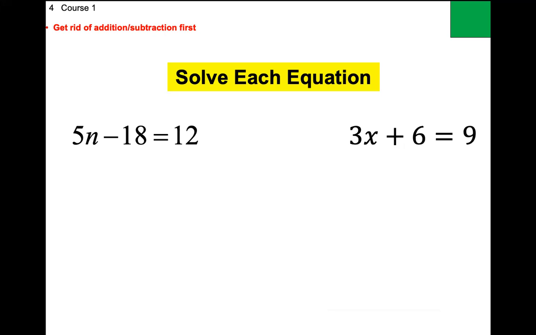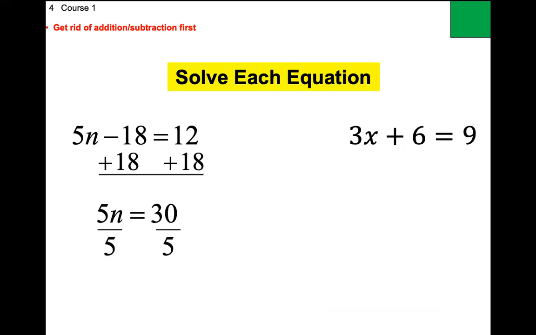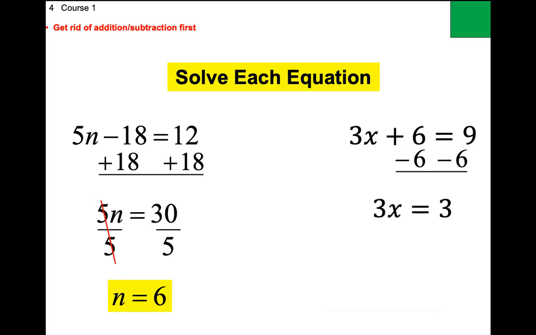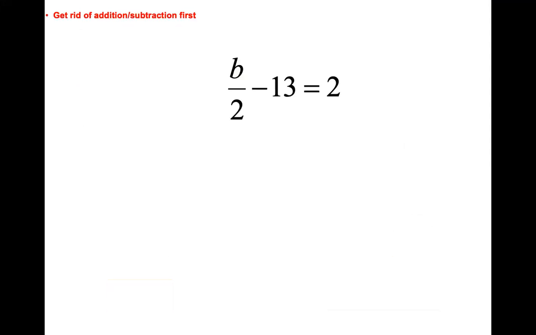All right, the one on the left, step number 1, add 18 to both sides. 18 and 12 is 30. Divide both sides by 5. I got n is equal to 6. What did you guys get? N equals 6. Second one, I'm going to subtract 6 from both sides. 9 minus 6 is 3. Divide both sides by 3. I got x equals 1. What did you guys get? X equals 1. Are we good on this? Yes. All right, let's see some challenging ones. Well, they're not challenging.